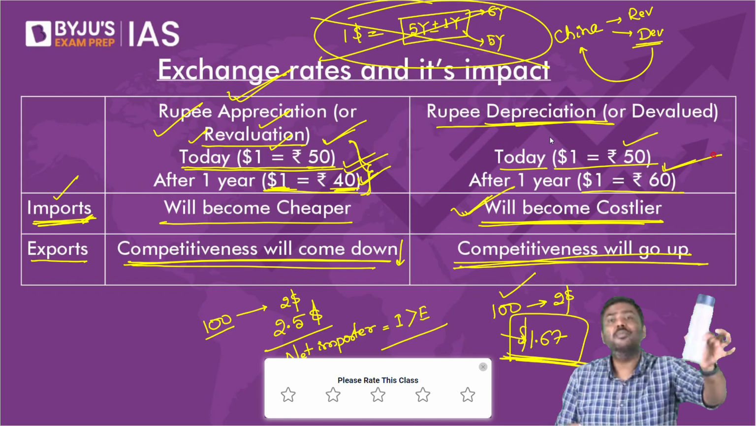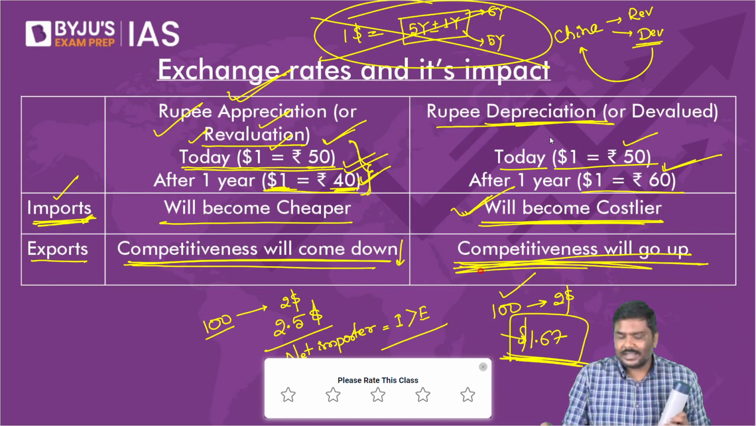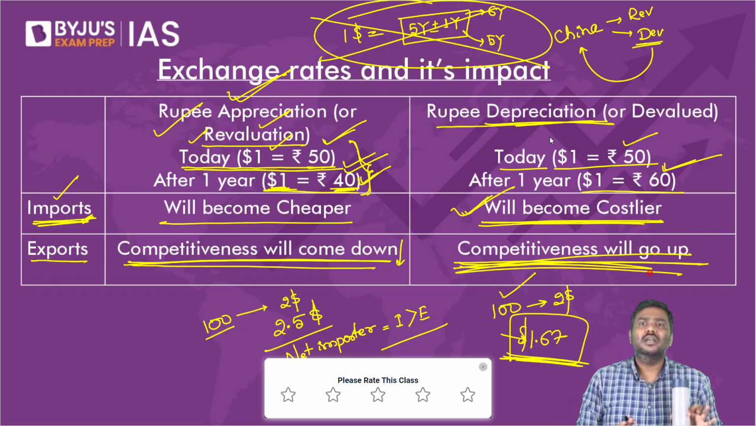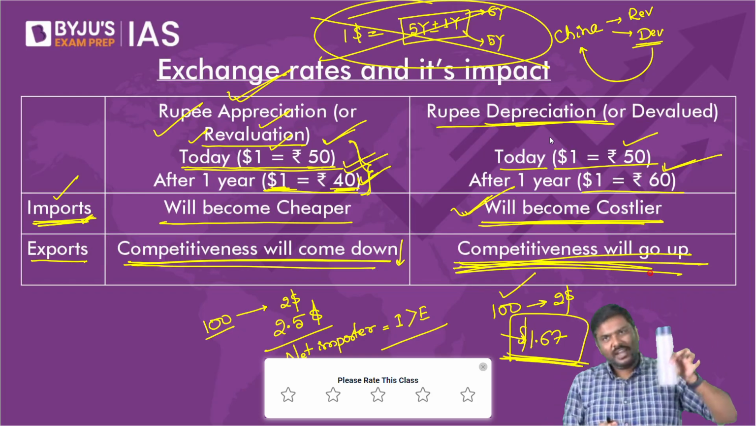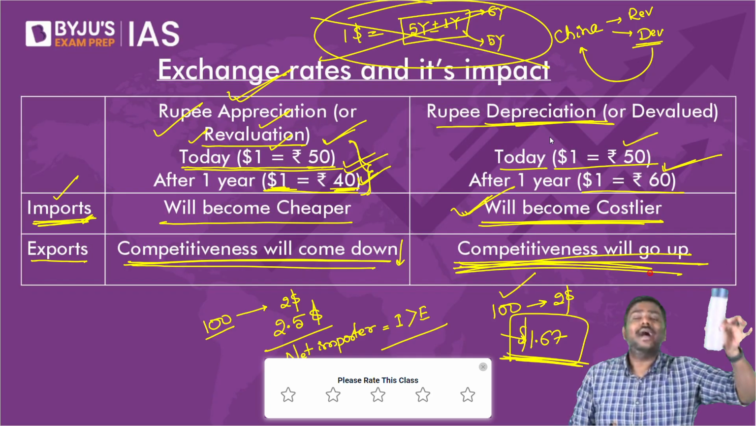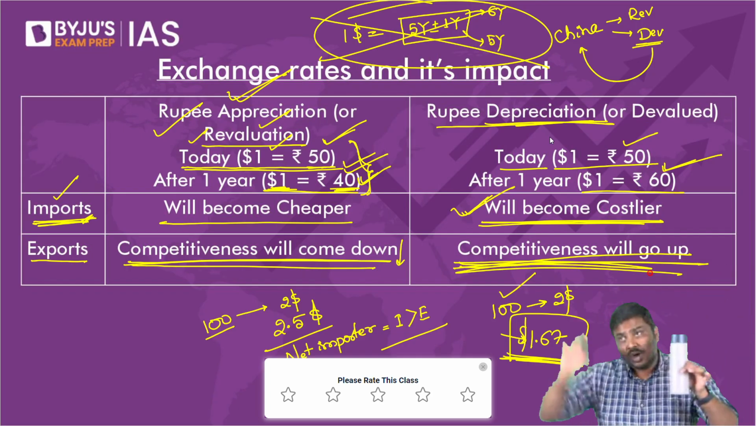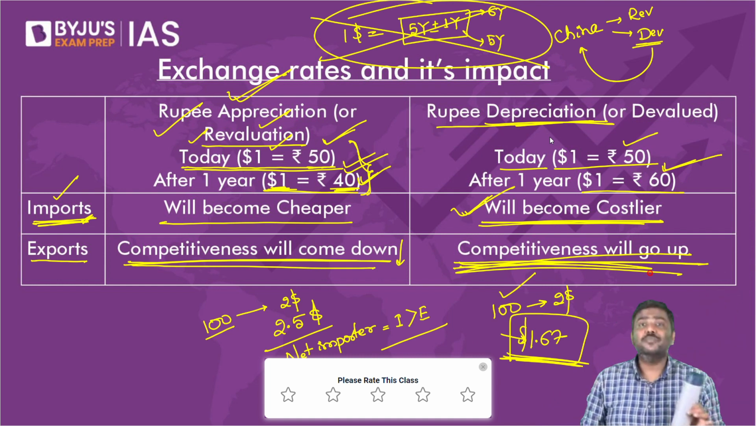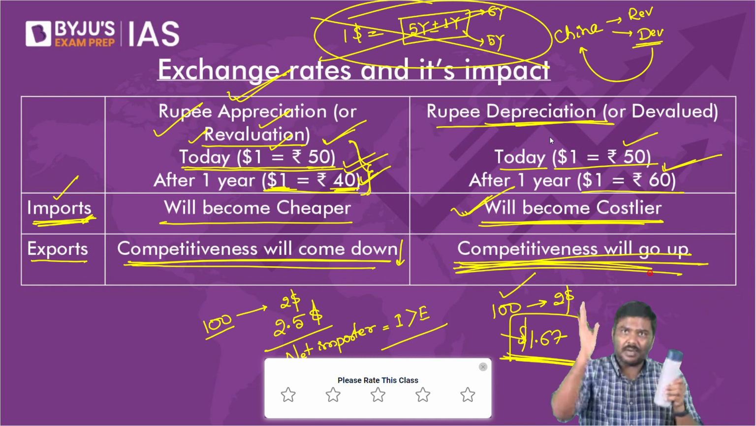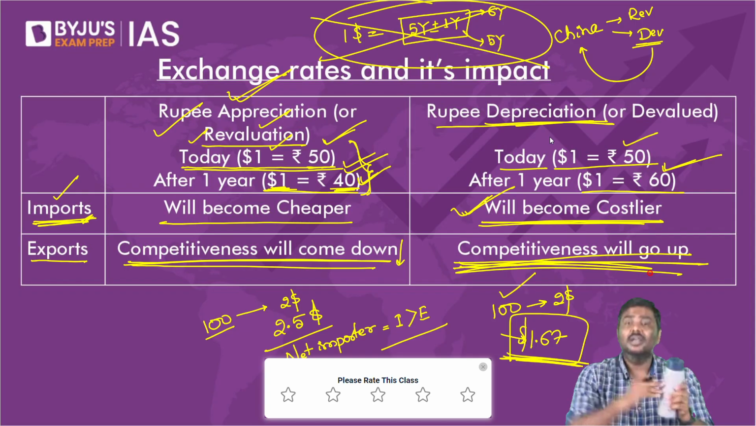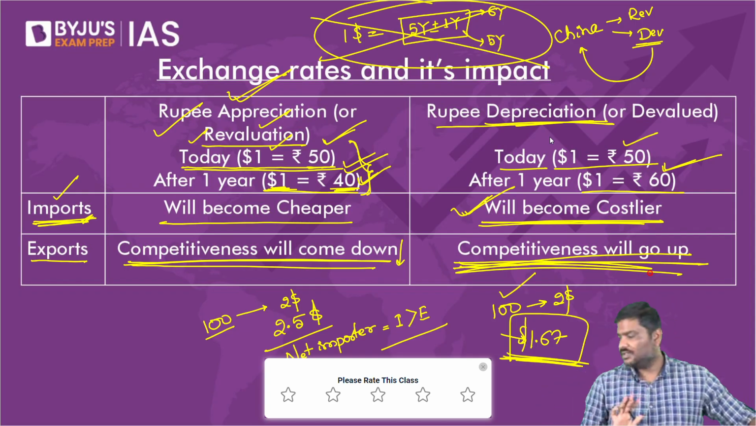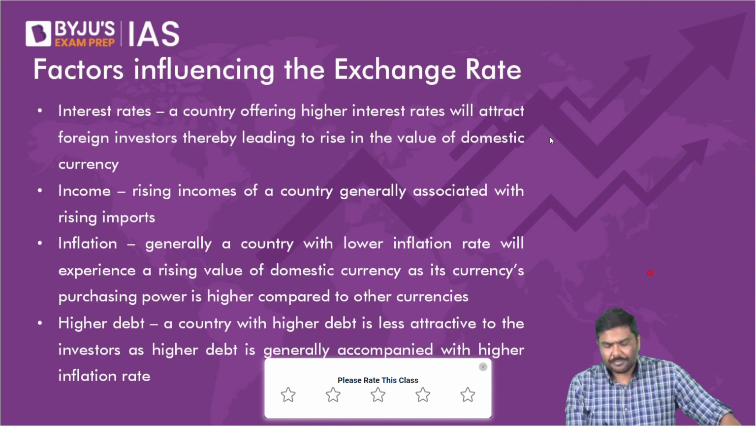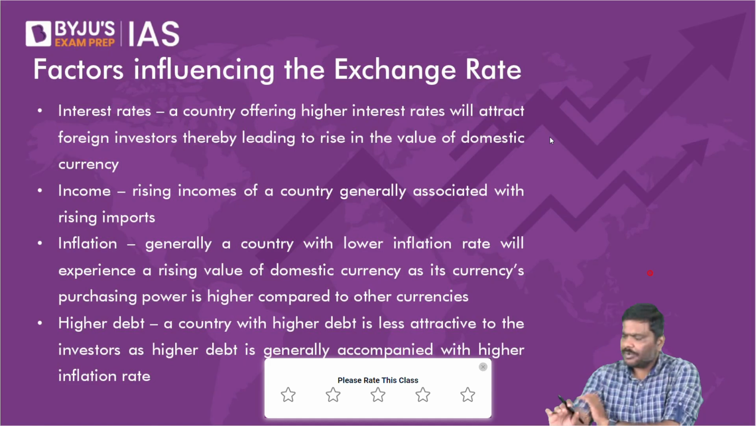On the other side, if rupee is depreciating or devalued, in case of imports, same $1, you'll pay 50 rupees today. After 1 year, you'll pay 60. Imports will become costlier. And in case of exports, you want to earn 100 rupees. At $1 equal to 50, you'll export it at $2. At $1 equal to 60, to earn 100 rupees, you'll export it at $1.67. Which means in the international market, your product has become cheaper, which will increase its competitiveness. That is basically the idea.